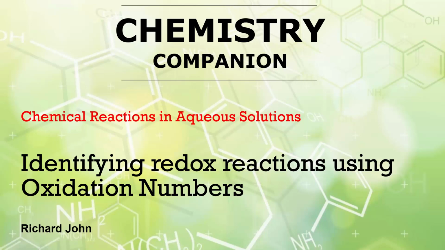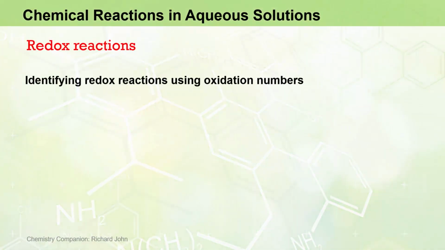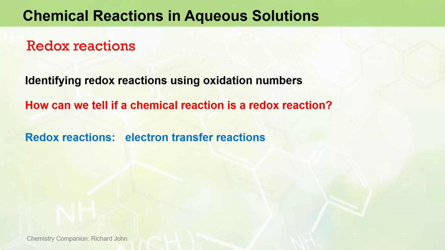In this video, we develop a way to identify redox reactions and distinguish them from other types of chemical reactions by using the concept of oxidation numbers. When dealing with redox reactions, a fundamental question we could ask ourselves is, how can we tell if a chemical reaction is in fact a redox reaction or not?